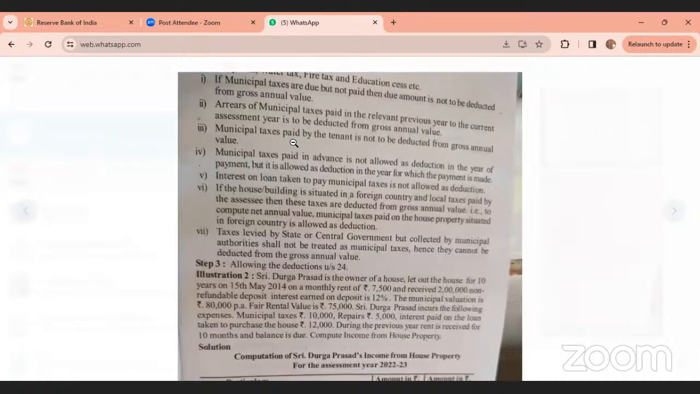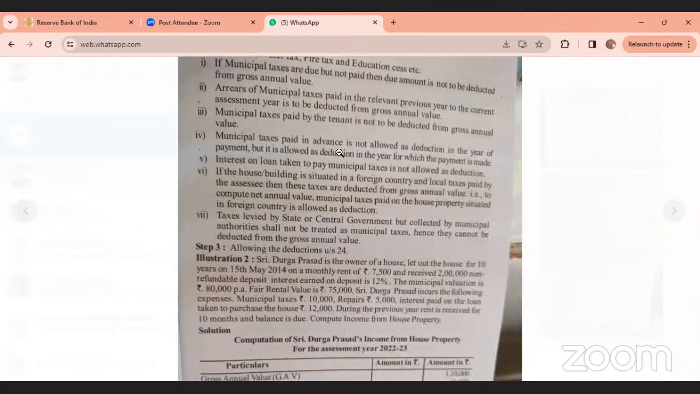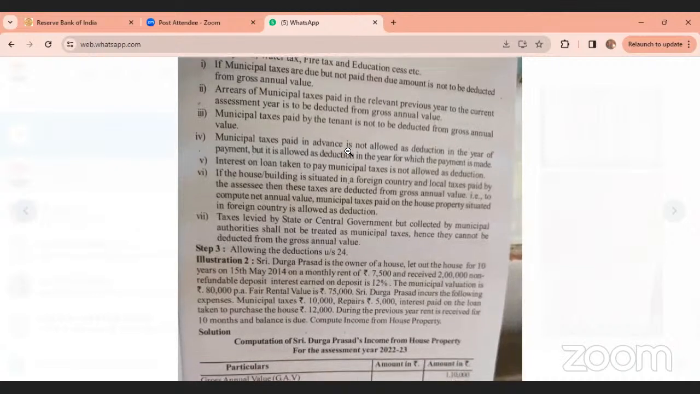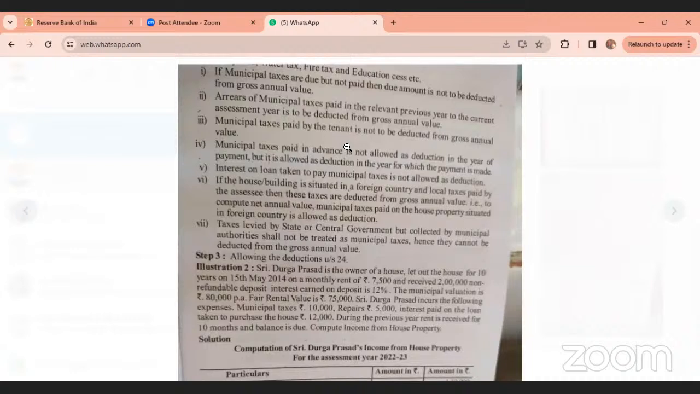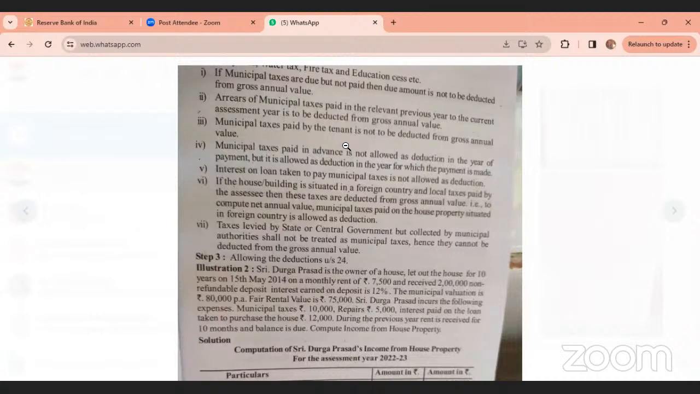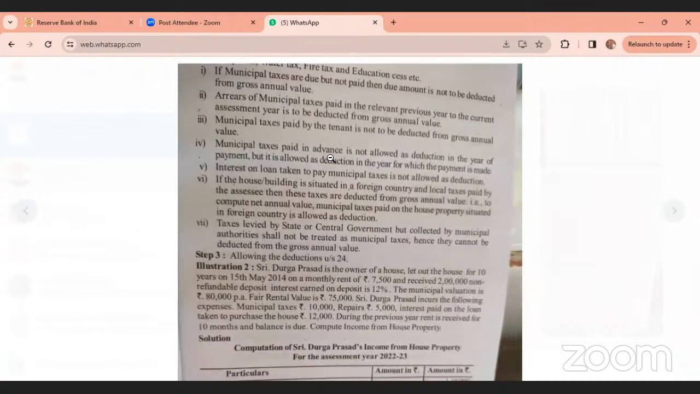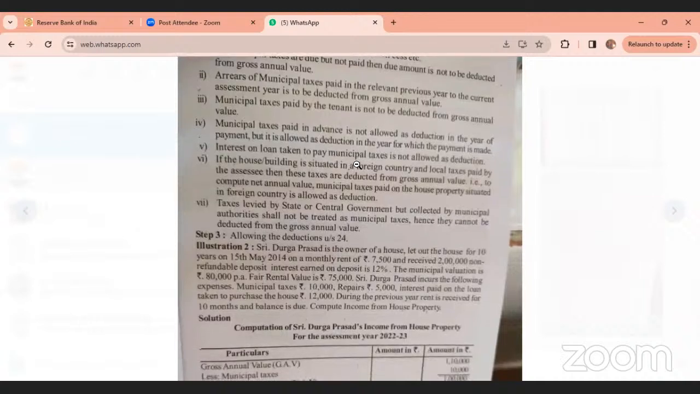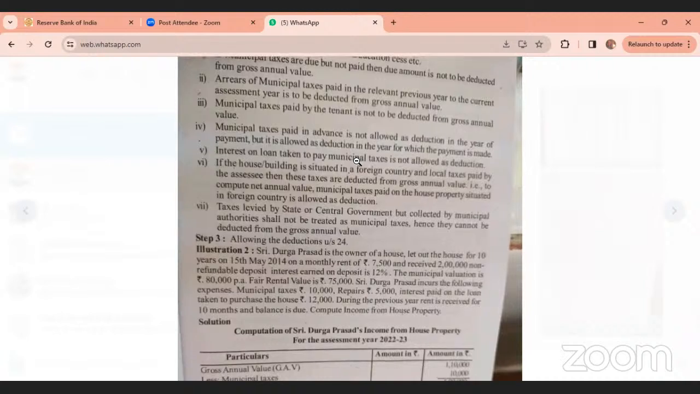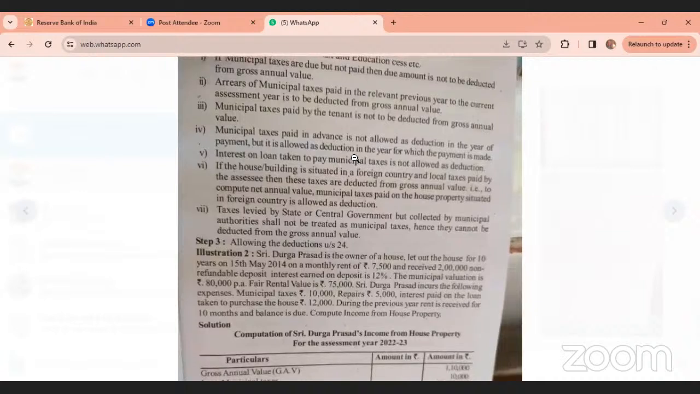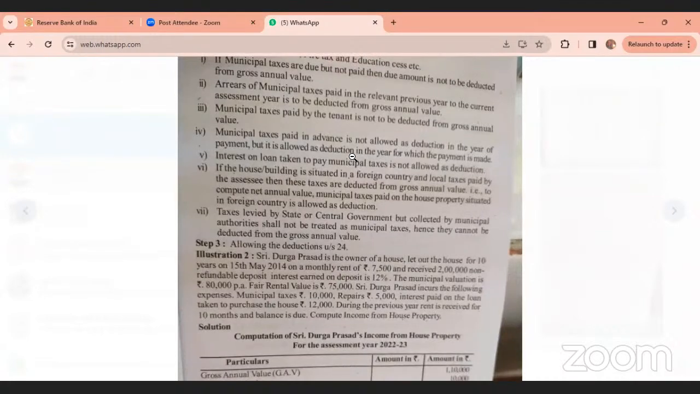Next point is what? Municipal taxes paid by the tenant is not to be deducted. Next, municipal tax paid in advance is not allowed as deduction. That means paid by tenant and any municipal tax paid in advance. Any municipal taxes that are due but not paid, that also is not deducted from the gross annual value. And interest on loan taken to pay municipal taxes is not allowed as deduction. What is the meaning of this? For municipal tax, you take a loan. On that loan, any interest on the loan, that amount also is not deducted from municipal taxes.